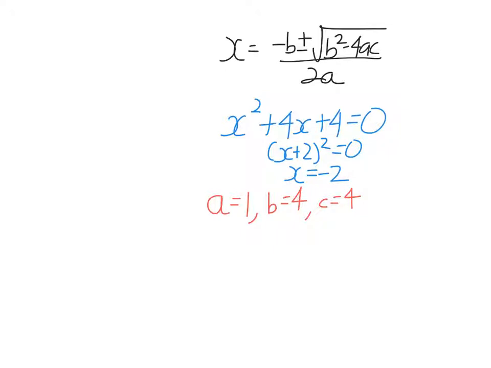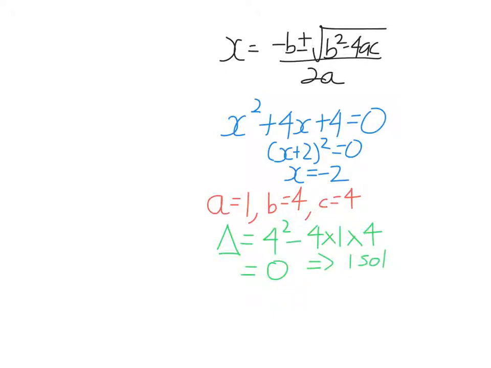So before using the quadratic formula, let's check how many solutions. So the discriminant is b squared minus 4 times a times c. 16 minus 16 is 0. So the discriminant equals 0. There should be one solution.